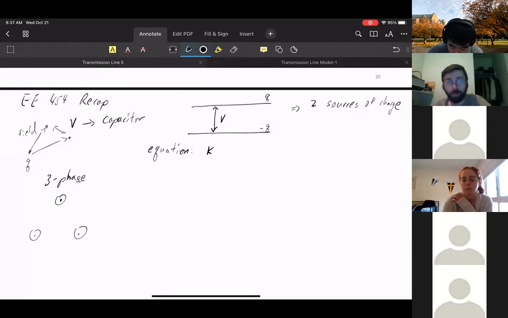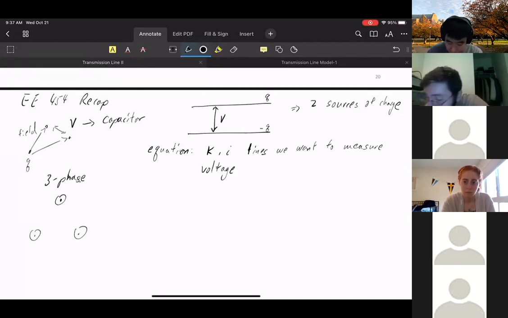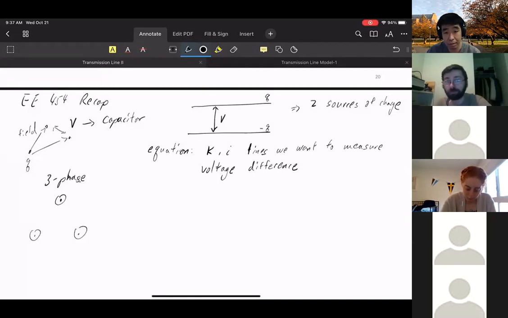We're looking at K and I. These are the lines where we want to measure the voltage difference. So for example, I have two conductor wires, one carrying Q, one carrying minus Q. We call one of them K, one of them I. So what we care about is something like V_KI, once we want to measure the voltage between K and I.